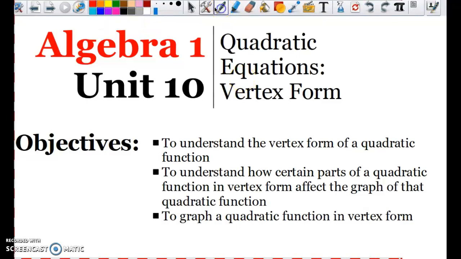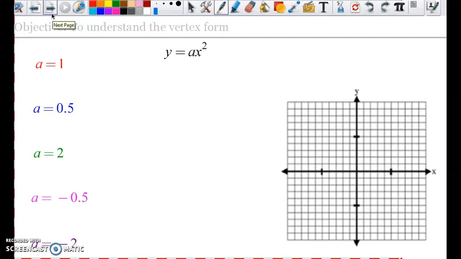Welcome to the third lesson of Unit 10, where we're going to begin graphing equations in yet another form, the final form that we'll study in Algebra 1, which is vertex form. In vertex form, we're going to analyze how the vertex affects the graph. Before, we've done standard form and factored form, and now we're doing vertex form. To give you an idea of how vertex form works, we're going to look at the things we've already discussed in regards to transformations of a parabola.